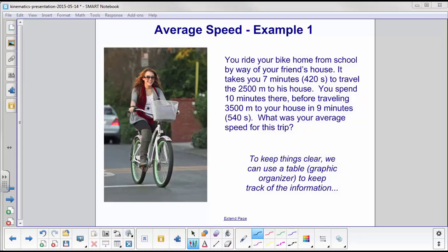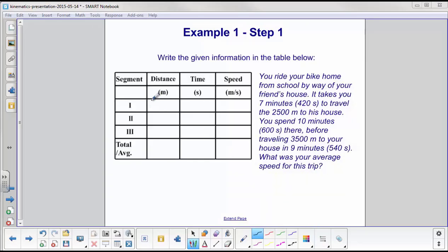This seems very tricky and complex, so we have a nice way of organizing this so it'll make sense. We're going to use a table. Here's the table we're going to use. We're going to call each part of the trip a segment, and you have segments 1, 2, and 3. And then at the bottom we're going to total up the total distance traveled and the total time traveled. So for each segment, we'll put down how far the student went, how long the student spent at that distance, and then over here we can calculate speeds. And the whole idea is to calculate the average speed for this trip.